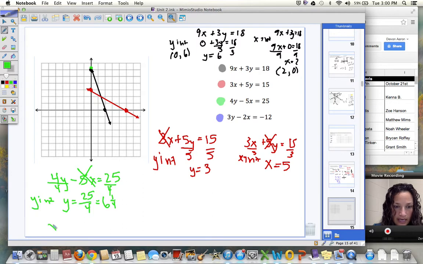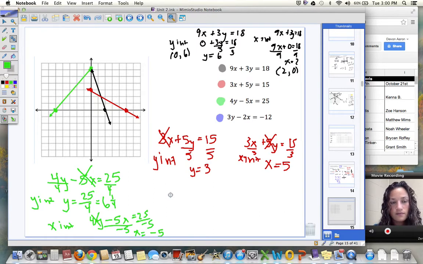Now when I want my x-intercept, so I have 4y minus 5x equals 25. I set my y to 0. So now I'm going to divide by a negative 5. Make sure you keep that negative. So my x-intercept gives me a negative 5. So now I'm going to go 1, 2, 3, 4, 5. So when I draw my arrow, I want it to be green. I'm just connecting those 2 points.